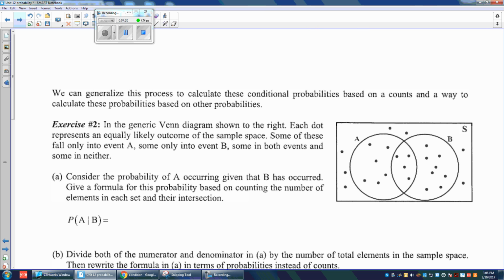You can generalize this process to calculate conditional probabilities based on counts, and also to calculate these probabilities based on other probabilities. So I can have other fractions and find the new fraction, or other percents and find the new percents. In these generic Venn diagrams, each dot represents an equally likely outcome in the sample space. Some fall into event A, some only into event B, some in both, some in neither.